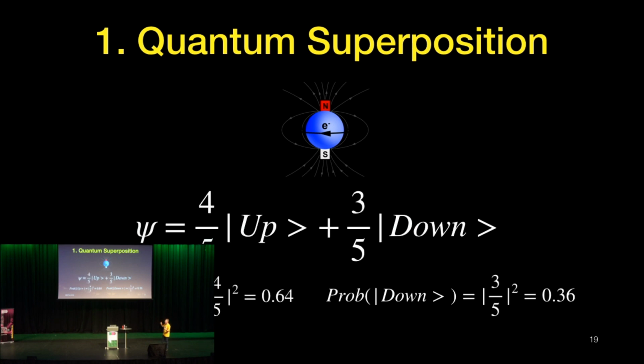Now, they don't have to be equal. This electron has different weightings. So it's more likely to be in the up state than in the down state. So when you measure it, you're more likely to get up than you would get down.